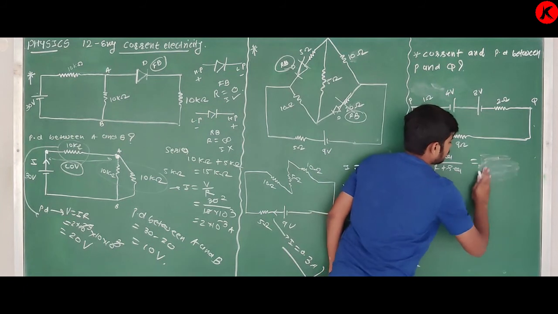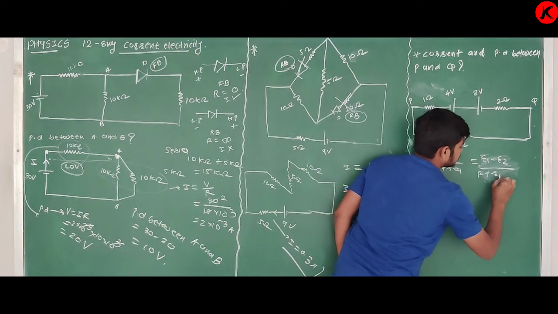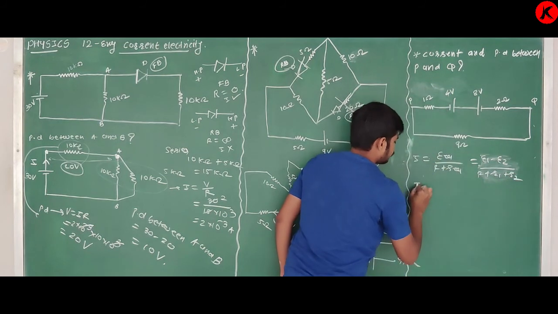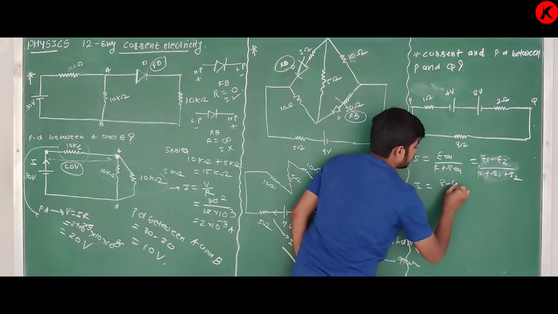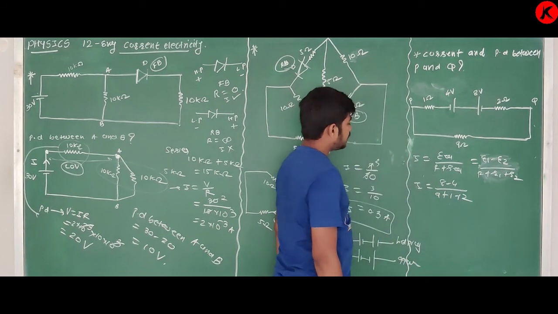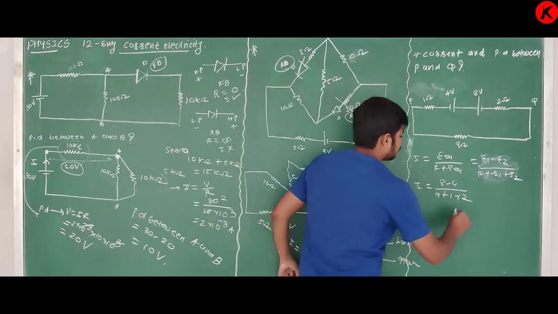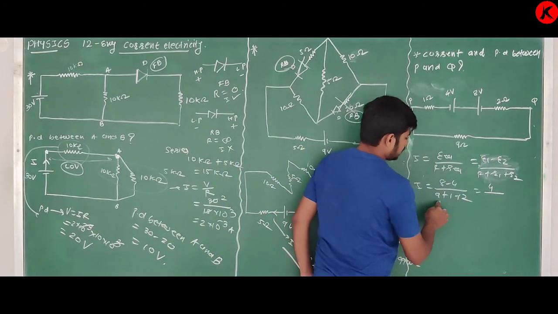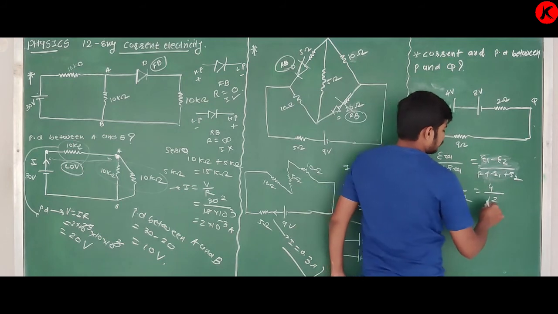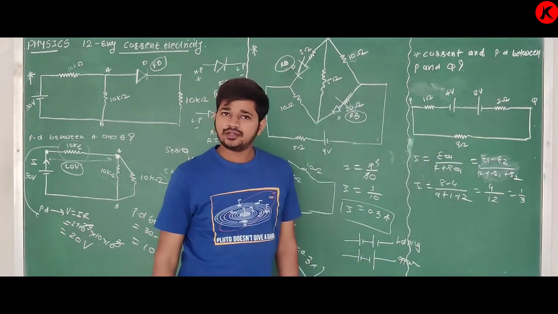Or I can write this equation as E1 minus E2 upon R plus R1 plus R2. So I is equal to 8 minus 4 upon 9 plus 1 plus 2. 8 minus 4 is 4. 9 and 1 is 10, 12. So it is 4 by 12, so I is equal to 1 by 3 ampere.